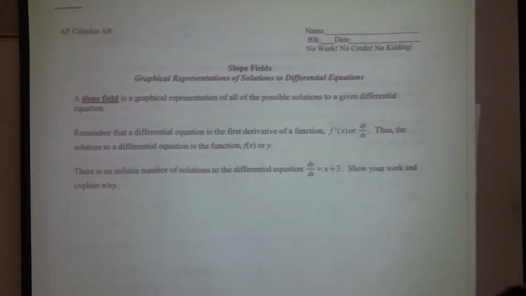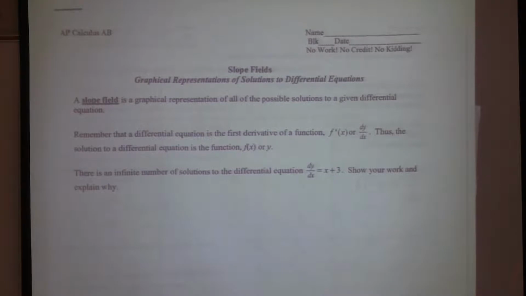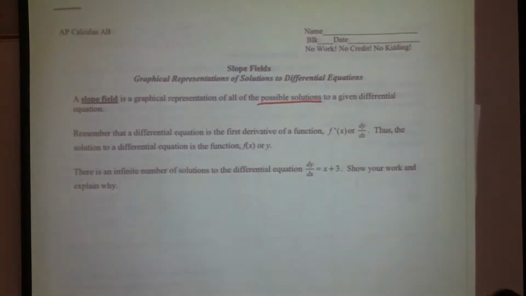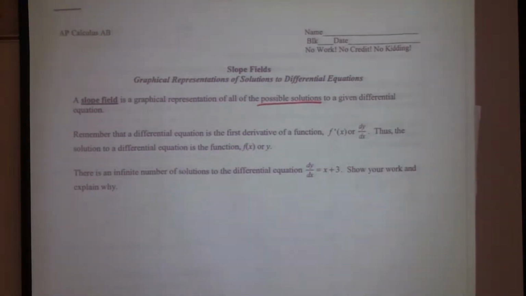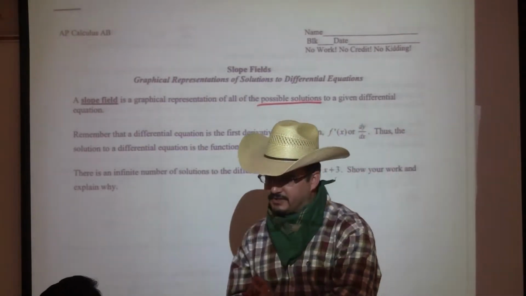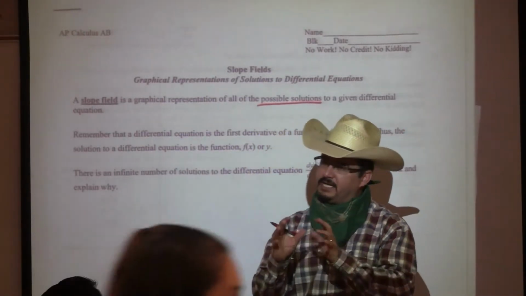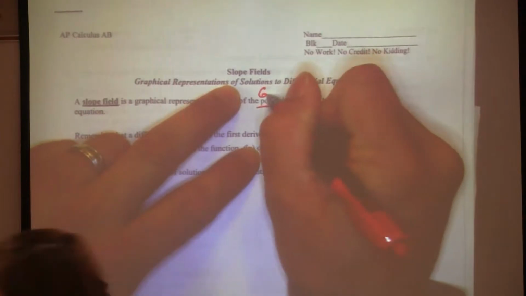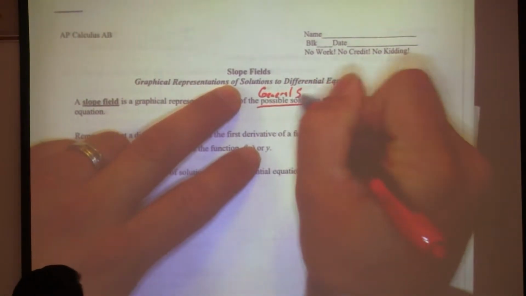Remember that slope fields are a graphical representation of all the possible solutions of a differential equation. So if I'm listing all the possible solutions, how many possible solutions are there? There's an infinite amount, right? Because when I get the solution to a differential equation, I'm integrating and I end up getting a plus C on the answer. So that's why there's an infinite amount. So those solutions that it's representing are actually all the general solutions, right?